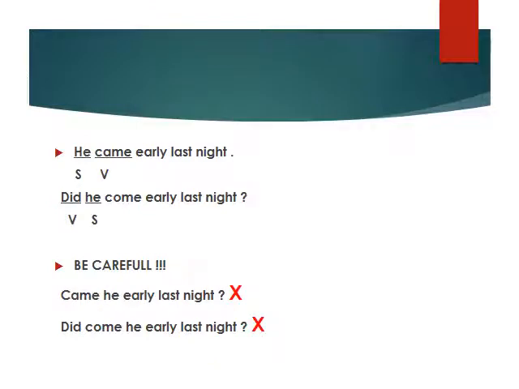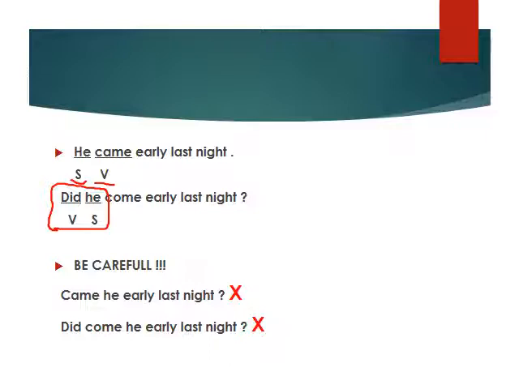Now let's have this sentence: he came early last night. When we want to form a question for this sentence, it will become: did he come early last night? Here you can see the helping verb did comes before the subject he, while in the positive sentence, the ordinary sentence, the subject comes before the verb: he came.